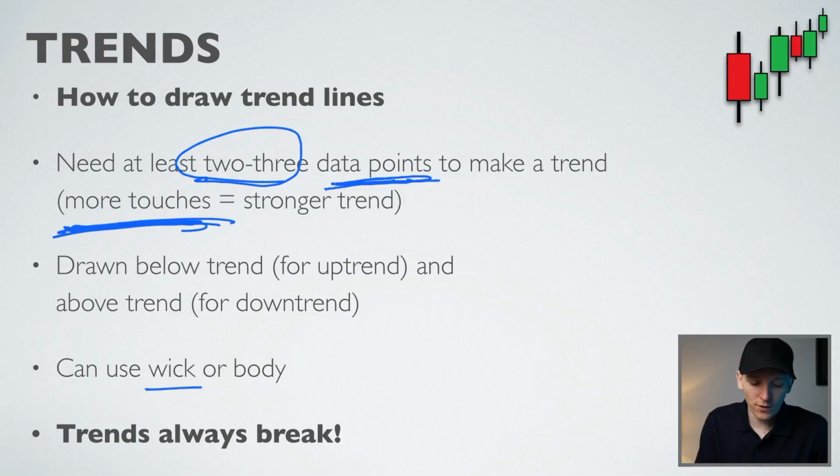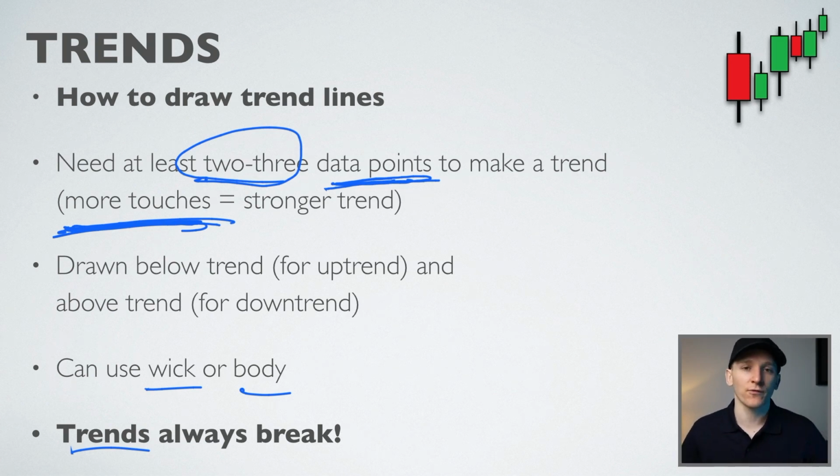You can use either the wick or the body of a candlestick to draw your trend. I personally use the body and closing prices. So when I'm looking at a day chart, I want to know the closing price. Cryptocurrencies don't have a closing price as such because they trade 24/7. A little bit different, but there will be a point in the day when it has to close, whatever that price is, and that's the one I look at. Yes, trends always break, so you cannot predict the future with this, just like all technical analysis.